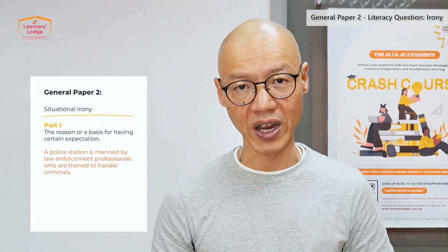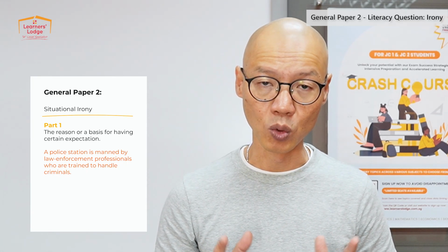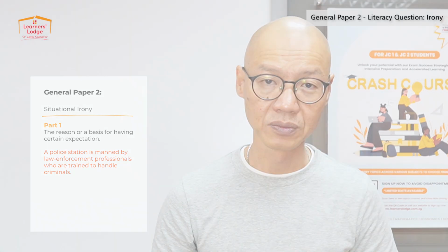In this example, part 1 has not been given, but we are able to come up with part 1 using so-called common sense. Part 1 will be something along the lines of a police station is manned by law enforcement professionals who are trained to handle criminals. So, a complete description of why the situation is ironic is as follows.